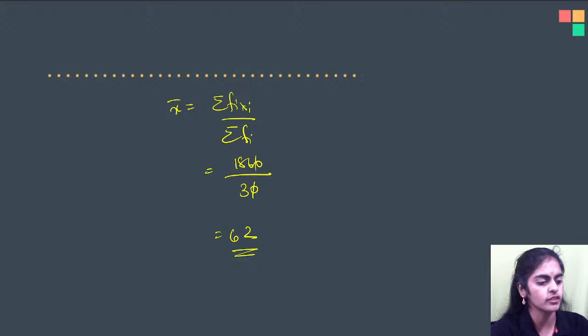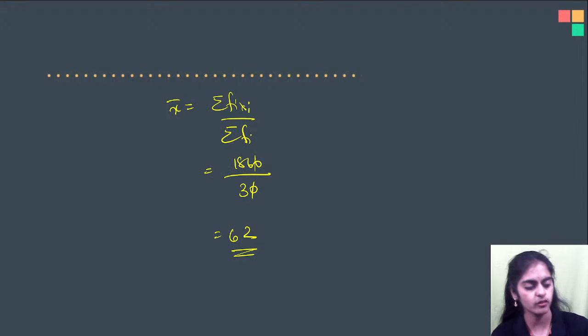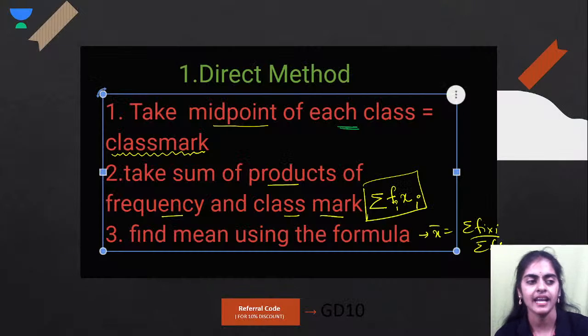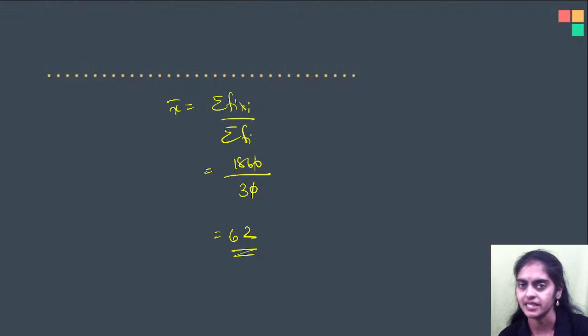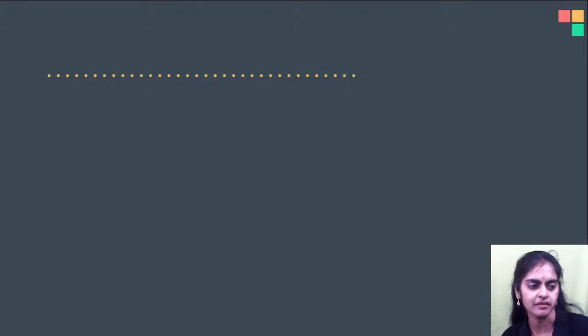So I hope we can move on to the next one. This is how we are finding mean of a group data using direct method. So simple 3 points. And the formula is also very simple. Sigma Fi Xi divided by sigma Fi.